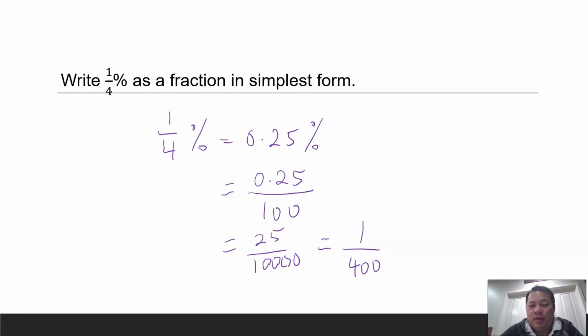Okay, so just look at the steps. From here to here, just changing of 1/4 into 0.25, they are equivalent. So then I use the normal procedure to convert percentage into a fraction, 0.25 over 100. Bearing in mind, you can never have a decimal in a fraction. Therefore, I need to convert this into a whole number, so I move 2 decimal places. So likewise, down here, I've got to move 2 decimal places. So that's how I get 10,000 here. And from here, I divide both numbers by 25. That's how I get 1 out of 400.